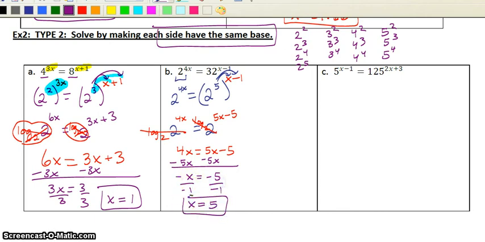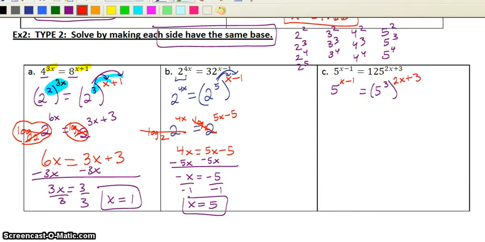Go ahead and look at C right now. See if you can figure out what my base is going to be. I'll give you a hint. The left side is going to be a 5 for the base. Alright, anybody got it yet? I am thinking in my mind 125 is the same thing as 5 cubed, so that's where my base is going to come from this time.